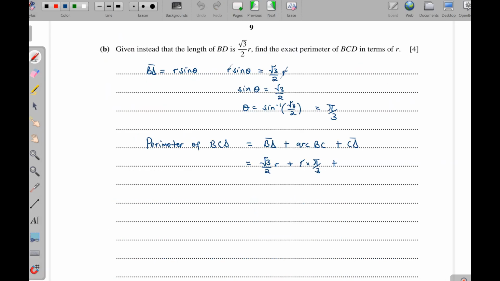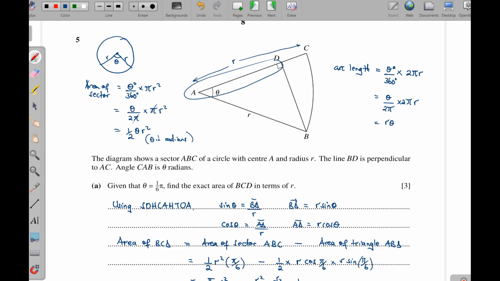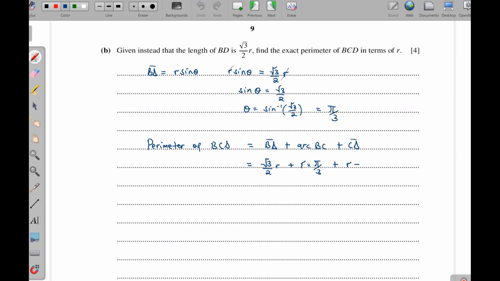Okay, so it will be r, then minus, we shall get this AD, which AD is r cos theta. So we shall write r, then cos of the angle we have gotten here. Simplifying this will be root of 3 over 2 of r, then plus pi over 3 of r, and then plus r here, then minus cos of 60, which is a half. So we have a half of r. So r minus a half of r, we shall get a half of r, not so.